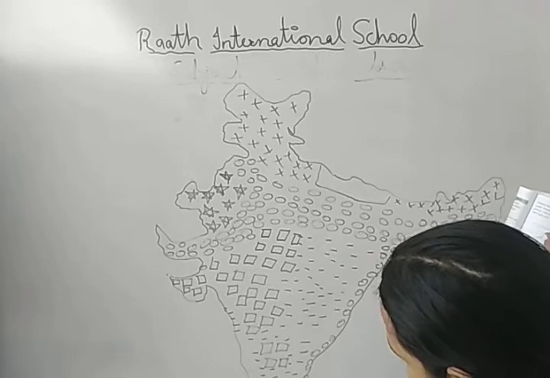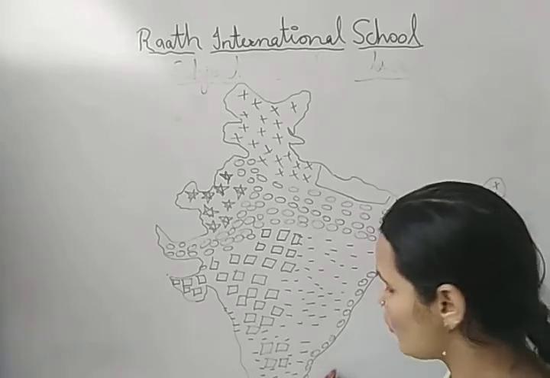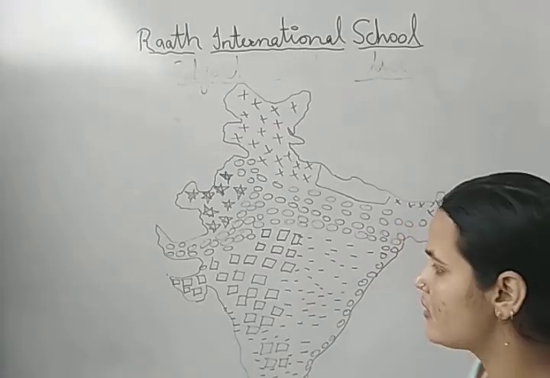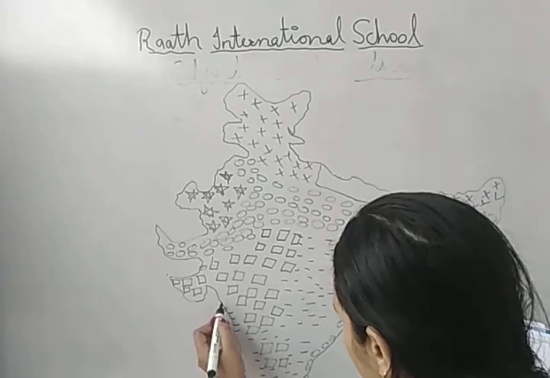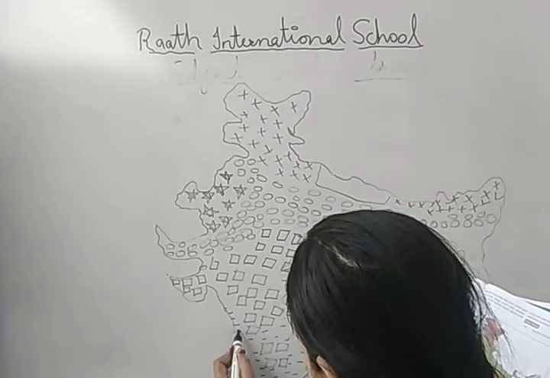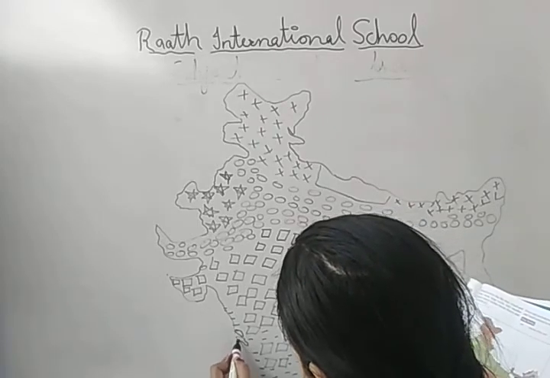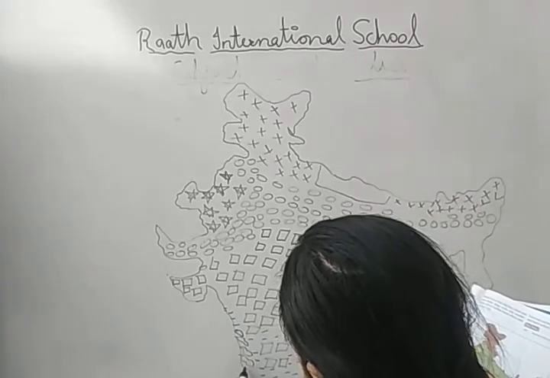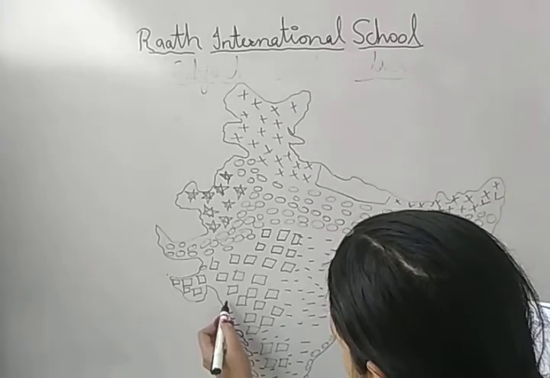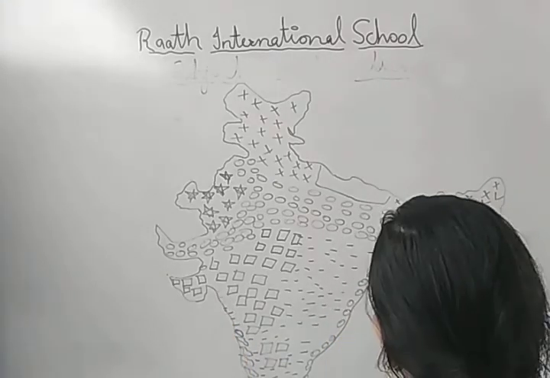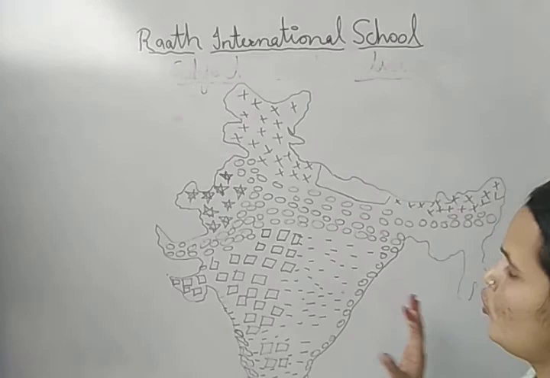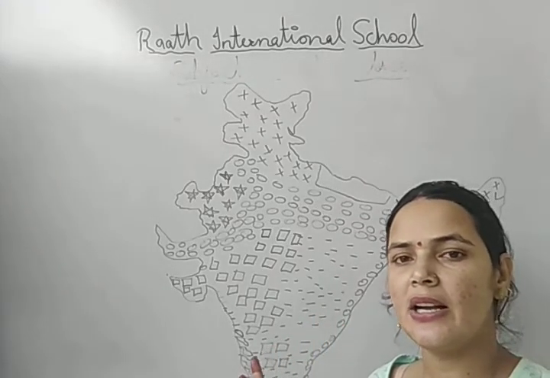In the eastern side, in the eastern coastal plain, there is the distribution of alluvial soil. But here in the western coastal plain, there is the distribution of laterite soil. So this is the laterite soil. That is here, it is the laterite soil. Here is the distribution of laterite soil or red soil. So these are the different types of soils found in our country.